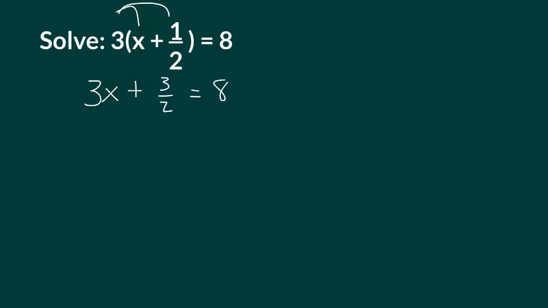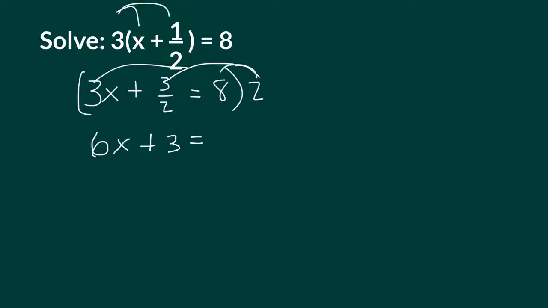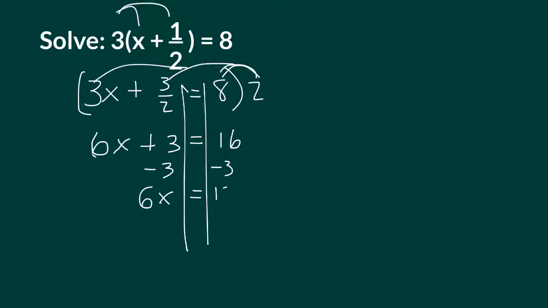All right, now it's just a two-step equation to solve, but we may want to get rid of the fraction, so we're going to multiply by 2 to get rid of the fraction. 2 times all 3 pieces here, all 3 terms. 2 times 3x gives me 6x. And then the 2 times the 3 halves will give me a 3. 2 times the 8 is going to give me a 16. All right, now at this point, it is truly just a two-step equation. I subtract 3 from both sides. I get a 6x is equal to 13.